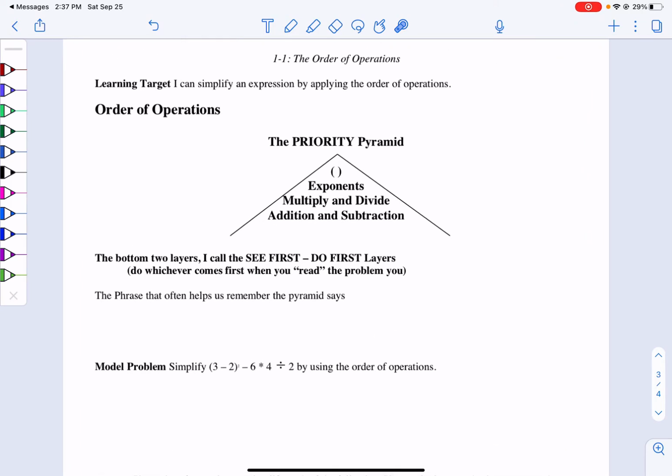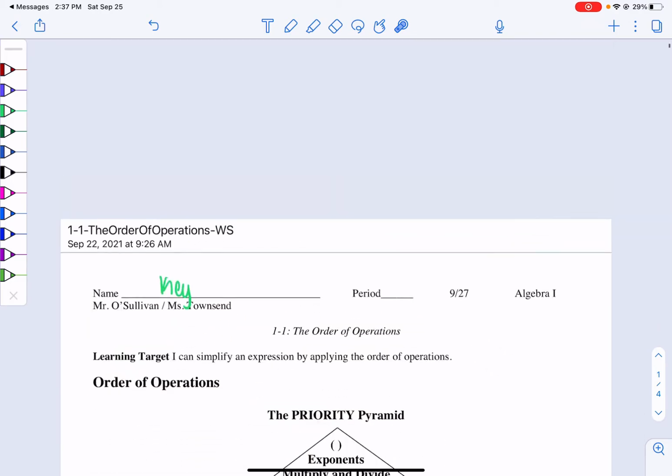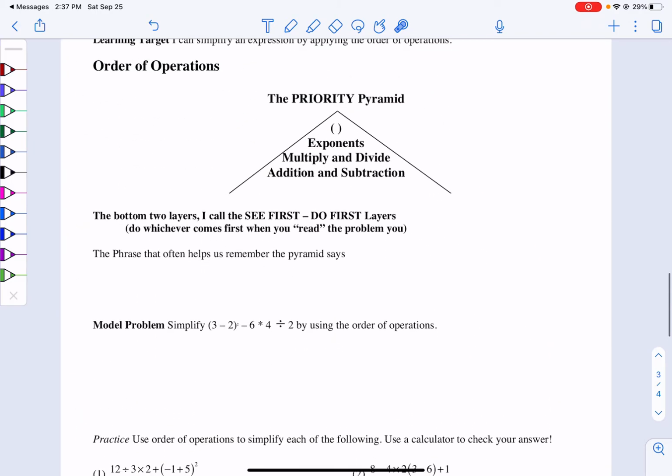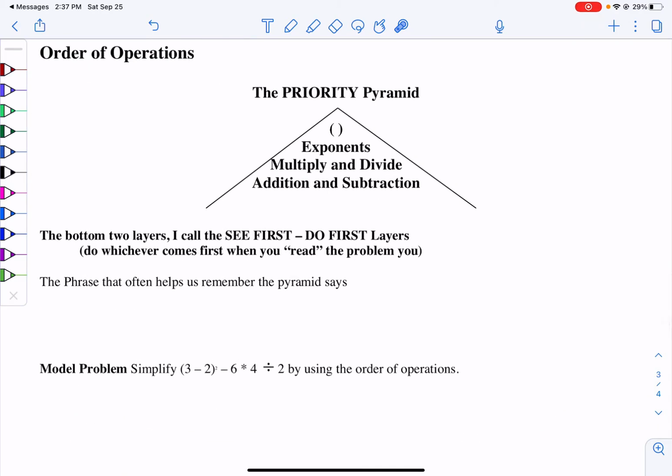The way the order of operations works is we look at things in math via a priority. So the things that are important we do first. In this case, we do our parentheses, then we look at our exponents, then we multiply and divide, and then we add and subtract. The bottom two layers I call the see first, do first layer. So if you see multiplication before division, or division before multiplication, you do those first. And the exact same thing with subtraction and addition.